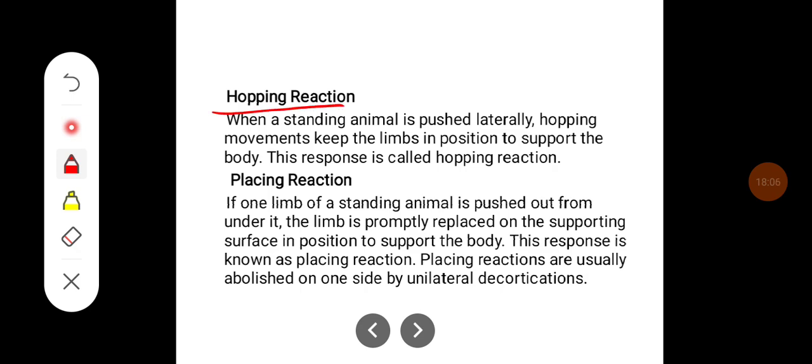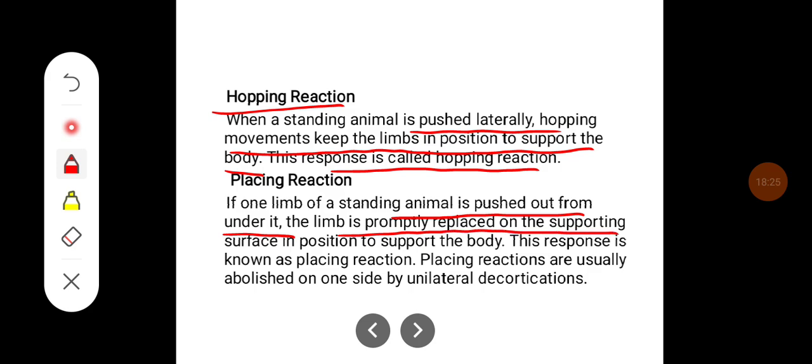Hopping reaction. When a standing animal is pushed laterally, hopping movements keep the limbs in position to support the body. This response is called the hopping reaction. And placing reaction is: if one limb of the standing animal is pulled from under it, the limb is promptly replaced on the supporting surface in position to support the body. So this response is known as the placing reaction. The placing reactions are usually abolished on one side by unilateral decortication.